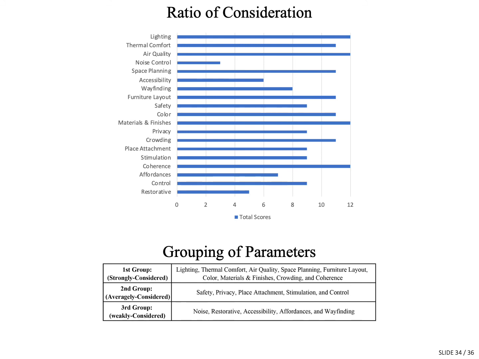The strongly considered parameters are usually those which are also a part of the conventional architectural approach. But the second and third group parameters, that are not considered strongly, are the ones that mostly affect the mental well-being of the individuals in a space. And these parameters are safety, privacy, place attachment, stimulation and control, noise, restorative, accessibility, affordances, and wayfinding.